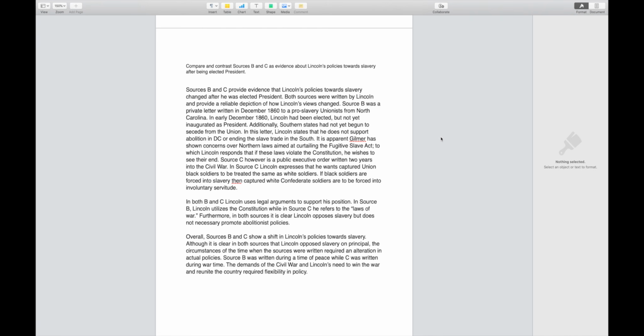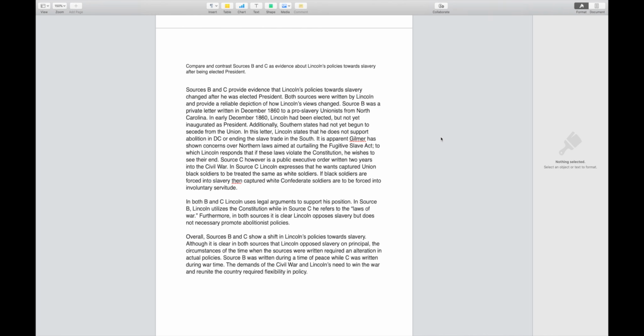Now for similarities, Lincoln uses legal arguments to support his position. Lincoln clearly utilized the Constitution in Source B, so I've stated how he used the legal argument in B. It was the Constitution. And in Source C, as you can see here, I have "laws of war" in quotes because that's the wording he used in Source C to show that this is a legal argument.